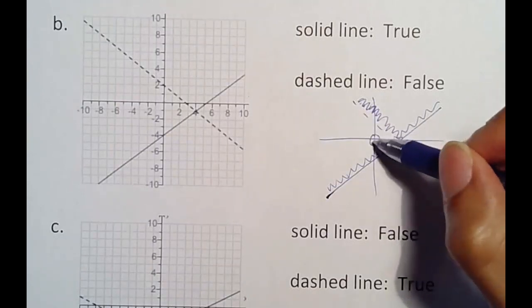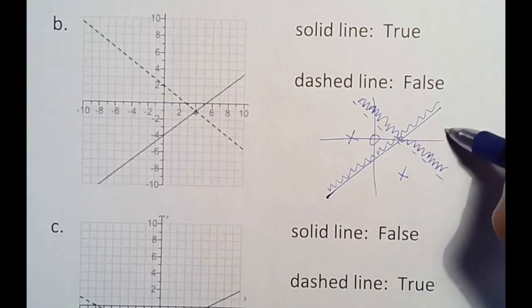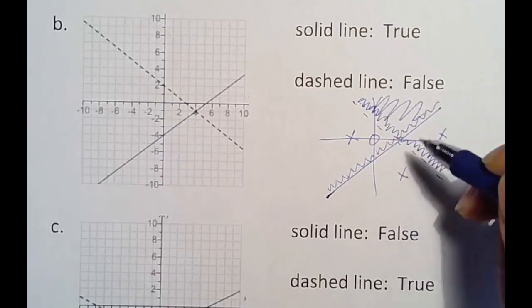That is no teeth, can't be it. That is blank, can't be it. That is blank, can't be it. It should be the top section.